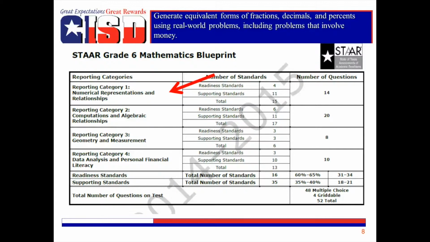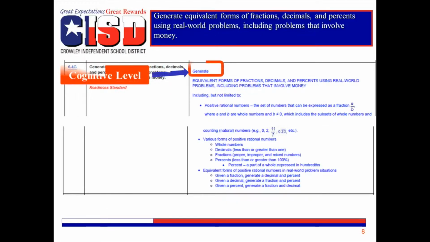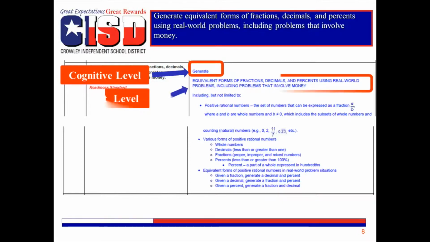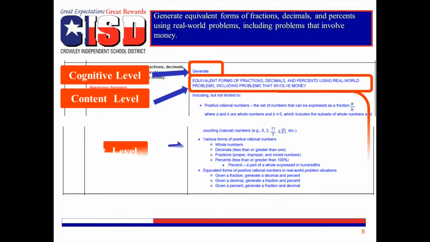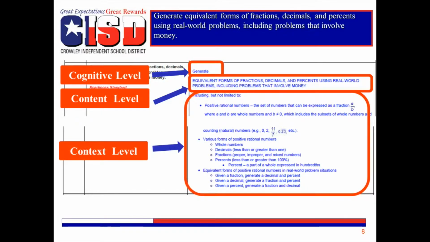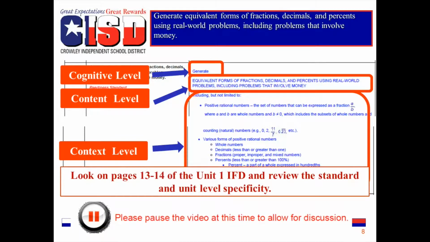Blueprint assessment. When reviewing the standard, make sure to identify the cognitive level. These are the verbs that define what the students will be able to do. The content level, which is the overall concepts that students will learn, and in what context it will be taught. Please take a moment to pause the video to look at pages 13 and 14 of the Unit 1 IFD and review the standard and unit level specificity.